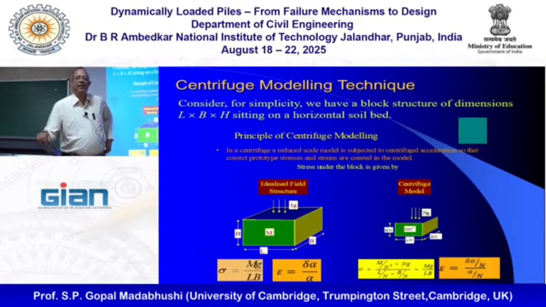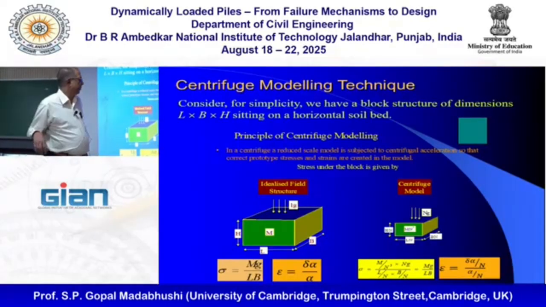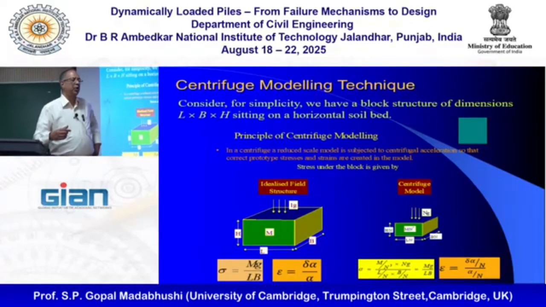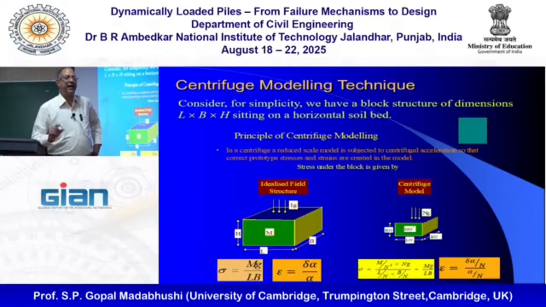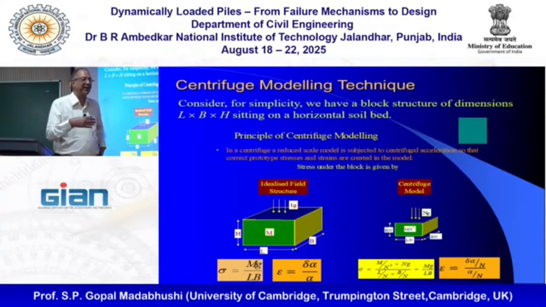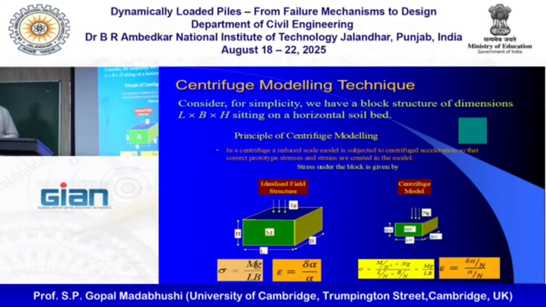One option is we can send our model to Jupiter. Jupiter has 32 times Earth's gravity. So we can use the scale factor of 32 and do all the tests on Jupiter. Unfortunately, space travel is very expensive and no civil engineer is going to get funded for that. Let's forget that. We need to find a way of creating high gravity on Earth.